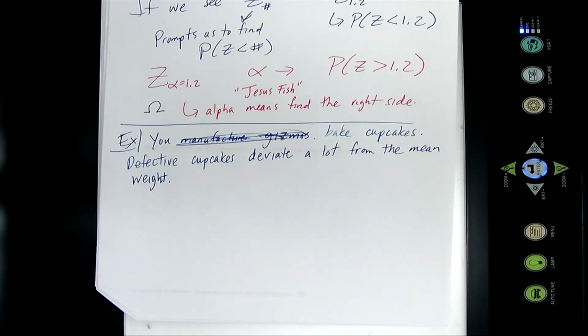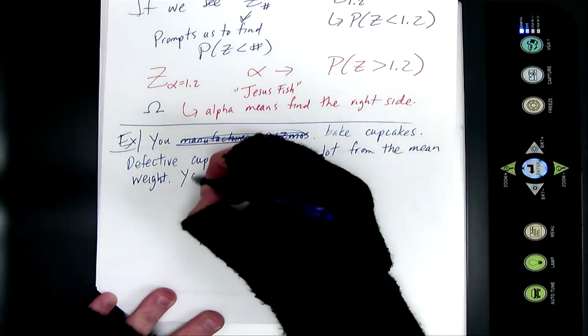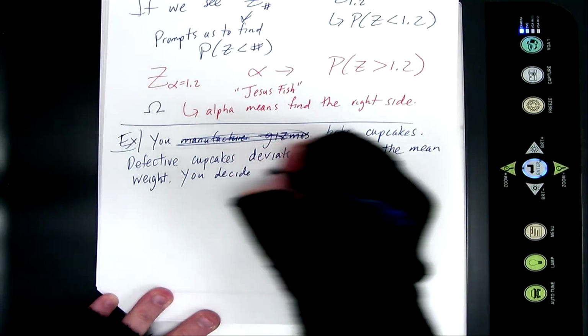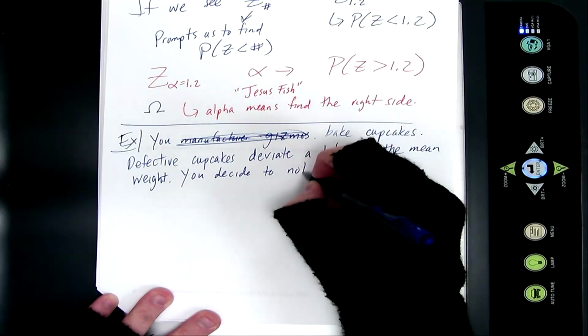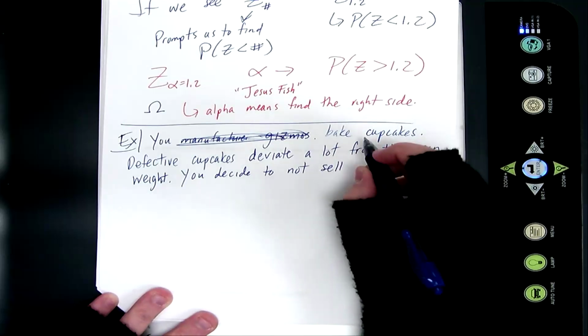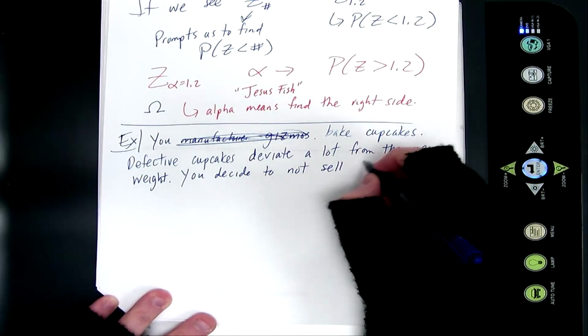They all need to look uniformly the same, otherwise someone's gonna go, oh, I know you can make them bigger, why are the rest of these small? Or why did you give me a lame cupcake? So you want the same size cupcakes. You decide to not sell, I was gonna say scrap, but you're not gonna scrap them, you're gonna eat them or give them out to family. You do not decide to not sell the cupcakes.